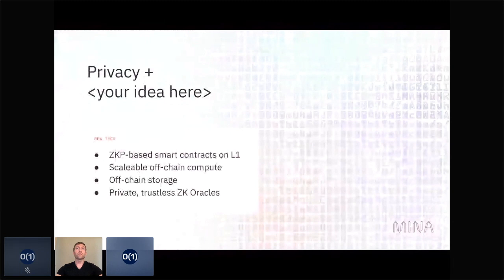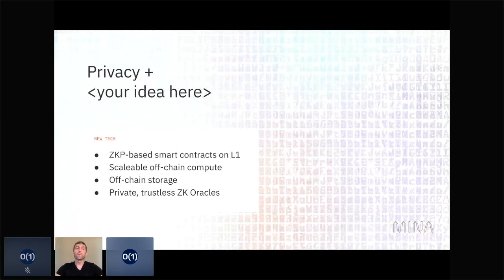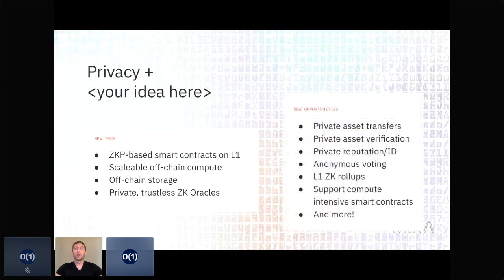And of course, with all this new tech, with zero knowledge based smart contracts on a layer 1 blockchain, scalable off-chain compute, off-chain storage, and then private trustless ZK oracles, it creates many new opportunities of things that you as a Snap developer could create. And we're really excited about this. Of course, at O1, we're focused on building the tools to make it possible, but we're really excited to see what the community will come up with as far as use cases.